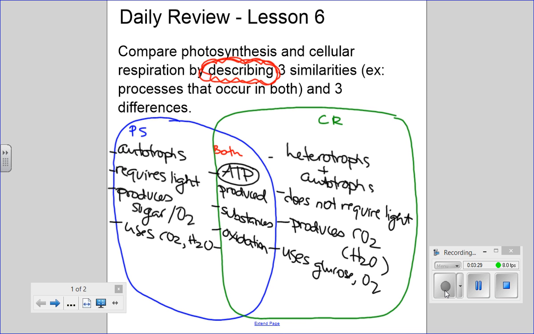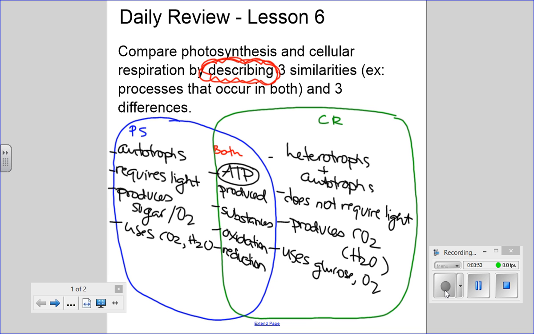Oxidation, reduction. Those are reactions that happen in photosynthesis and cell respiration. Oxidation kind of can't happen without reduction, or vice versa. Remember, oxidation is losing something, reduction is gaining something. So if something is going to gain something, something else has to lose it. And that happens in both reactions.